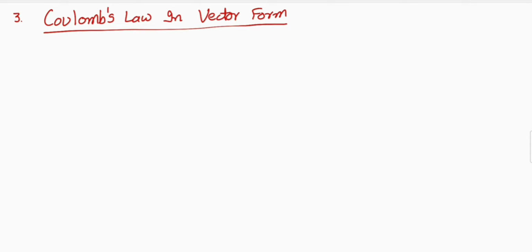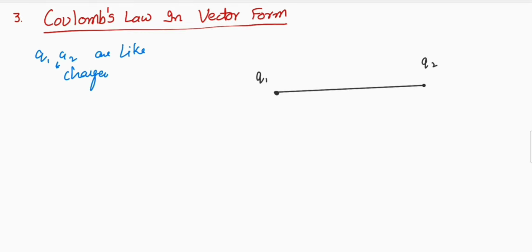Now let's discuss Coulomb's law in vector form. We know the force is a vector quantity, so it means we can write the force between two charges in vector form. Let's see how we can write this. So here we have taken a system of two like charges Q1 and Q2, and the distance between these two charges is equal to R. These are like charges, so they will repel each other.